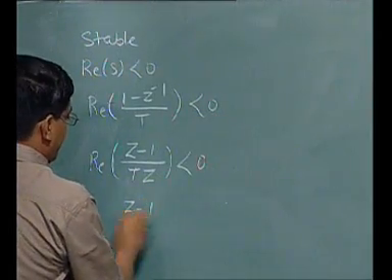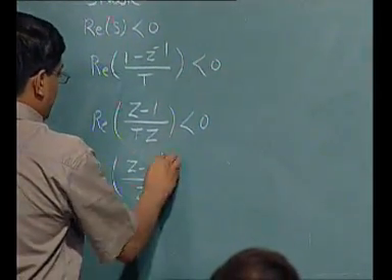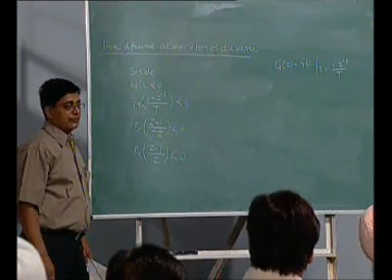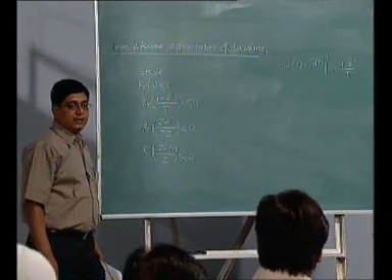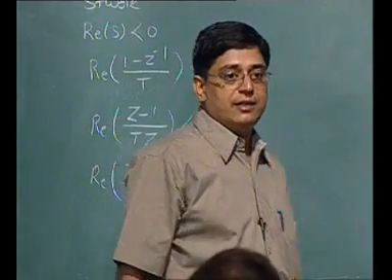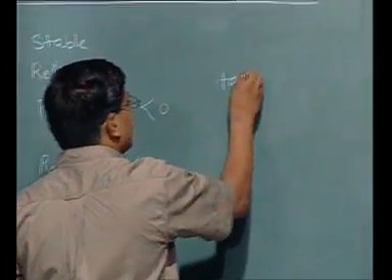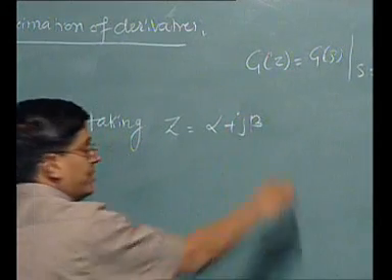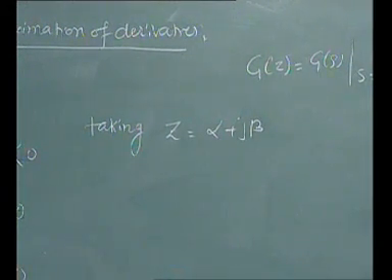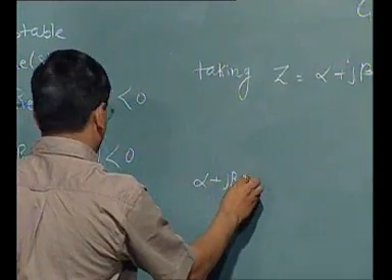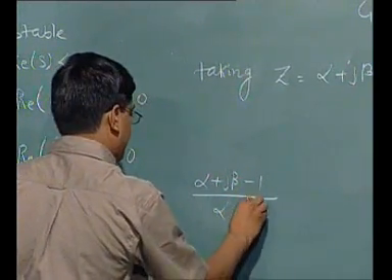And I can write (Z minus 1) upon Z, it is also less than 0. Right? Now, Z is a complex variable basically. So, taking Z equals alpha plus j beta. Now, put the value of Z here, (alpha plus j beta minus 1) upon (alpha plus j beta).